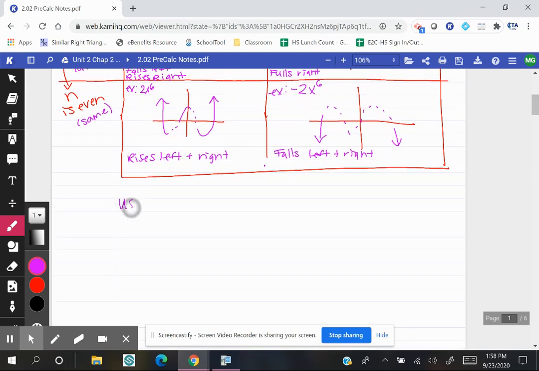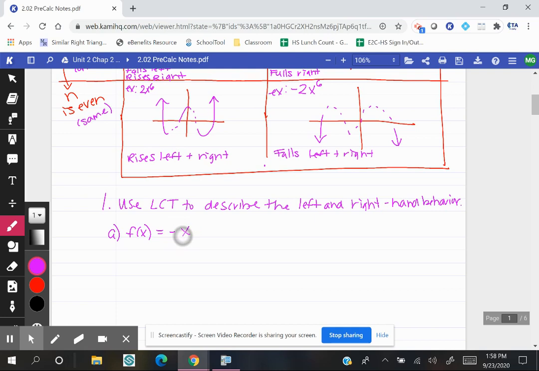So for the next one, I want you to use the lead coefficient test, I'm going to call it LCT, to describe the end behavior. The left and right hand behavior, also called the end behavior. Okay, so letter A is f of x equals negative x to the third plus 4x.